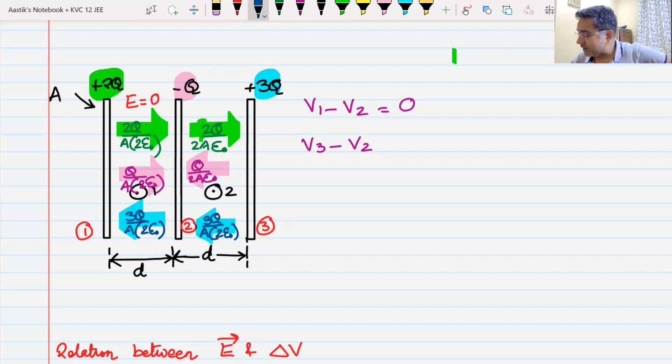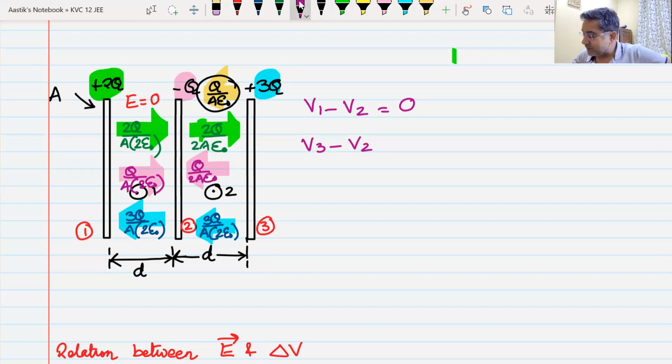So the net electric field will be in which direction? The net electric field would be in this direction. Yes or no? No. How much? Q by A epsilon naught. That will be the net field. Do we understand this? 3q plus q is 4q. 4q minus 2q is 2q. 2q divided by 2 epsilon naught is q by epsilon naught. Now you can find out the potential difference between 3 and 4.